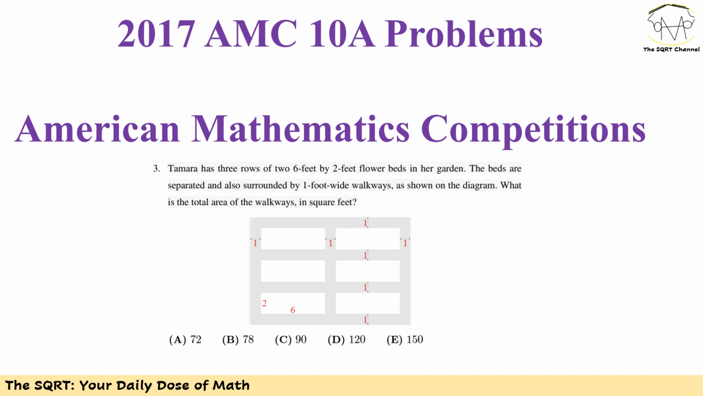So the diagram that we have is kind of illustrative. We have 6 flower beds. The distance between flower beds and also the distance from each flower bed to the surrounding is going to be just 1 foot wide, and we also know that the flower bed itself is 2 by 6. We want to find the total area of the walkway. Talk about this problem, we are going to see the solution in a moment.